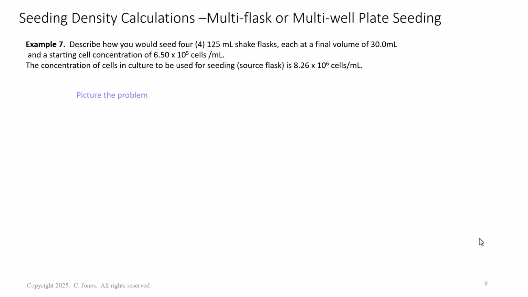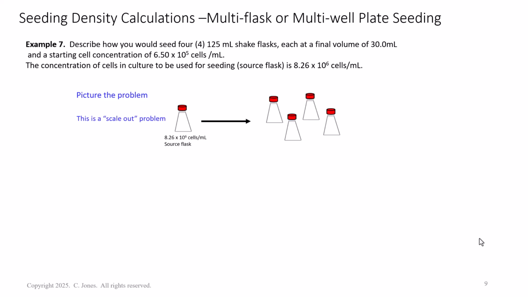So again, just to picture the problem, to diagram it out, this is a scale out problem. All right, not a scale up where we're increasing the volume. The volumes may stay the same, but we're increasing the number of flasks. So here's our source flask at 8.26 times 10 to the 6 cells per mL. And now from this one flask, we want to generate 4 destination flasks, each of which has 30 mLs of media in it and is at a starting concentration of 6.50 times 10 to the 5th cells per mL.